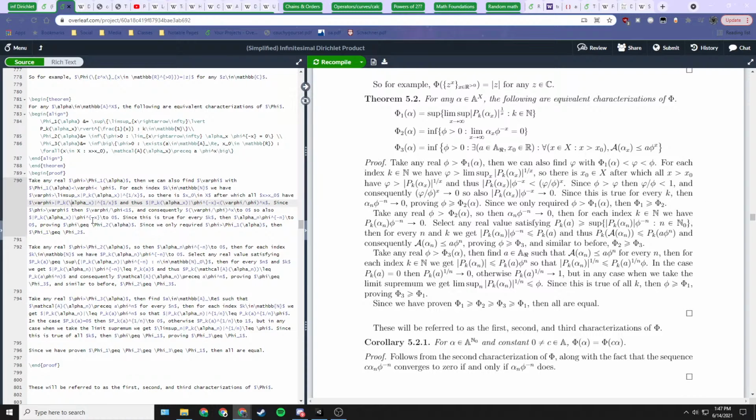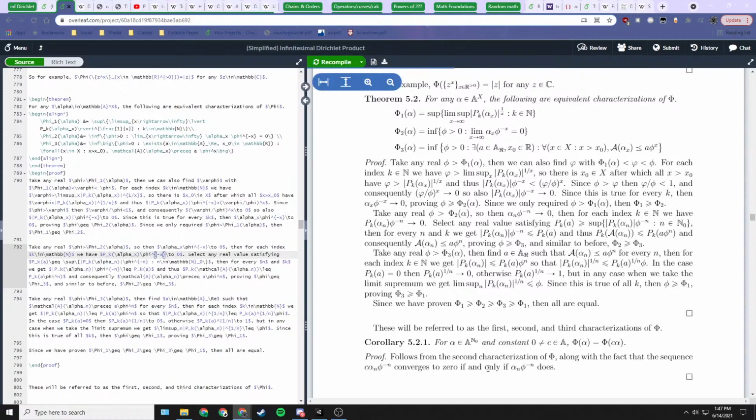Okay, then this should be ends again, goes to 0, proving this. Okay. And then we'll say for 2 proving 3, taking phi greater than this, so then alpha x phi power minus x goes to 0. Reaching to xk, we have alpha n phi minus n goes to 0.